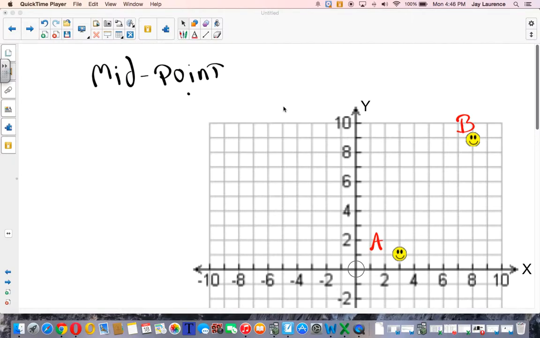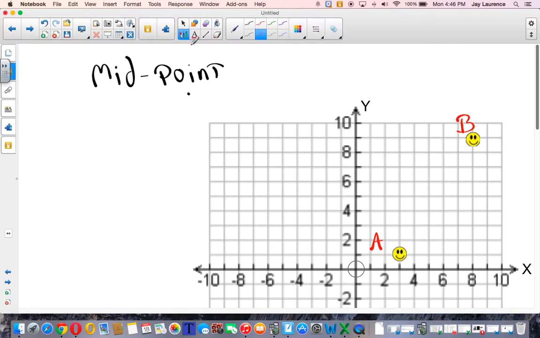Hello, algebra students. I've had a lot of requests for a midpoint video, and I'll show you it is super duper simple. To find the midpoint, we need to find the middle of two different points.